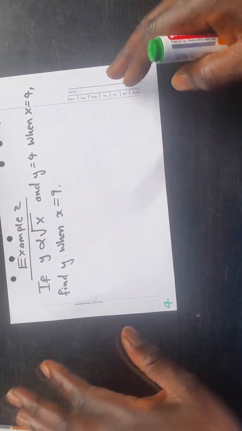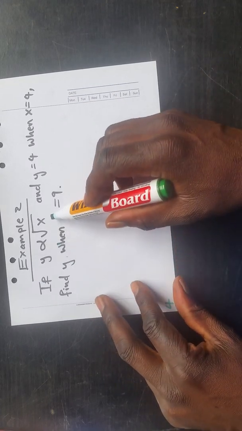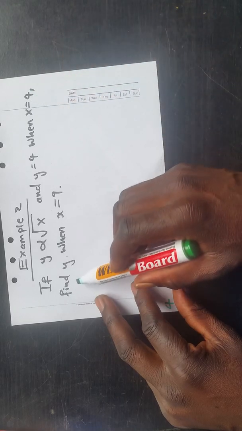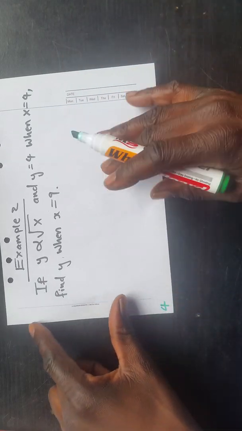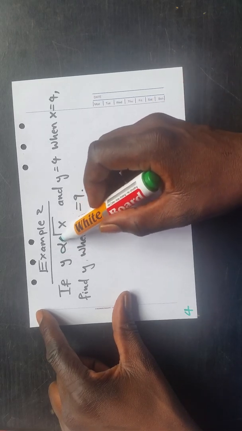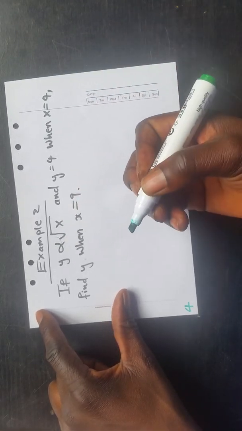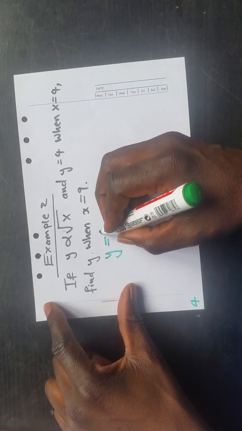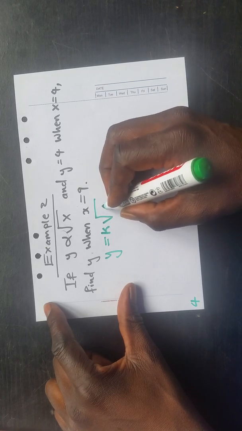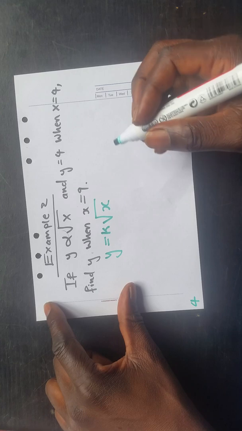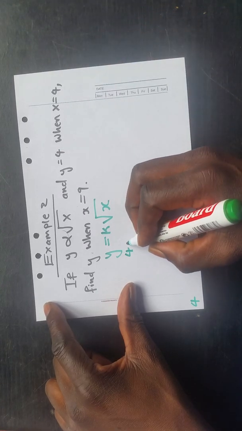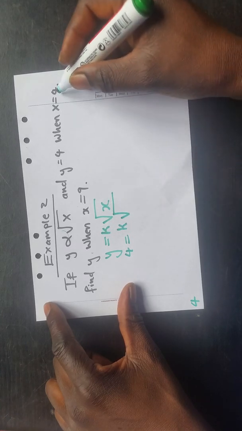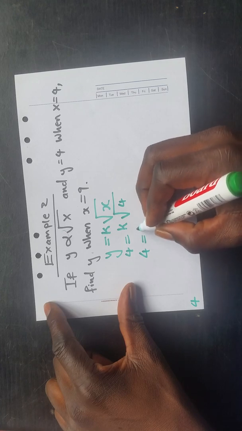Okay, we go to the next example. If y varies directly as the square root of x and y is equal to 4 when x is equal to 4, find y when x is equal to 9. The first thing we do is replace the variation sign with an equal to sign so that it becomes an equation. So y is equal to k, the constant, times the square root of x. This is an equation. Now if y is 4, we put 4 under y, and k we don't know, we're trying to find k, times the square root of x. Our x is 4.